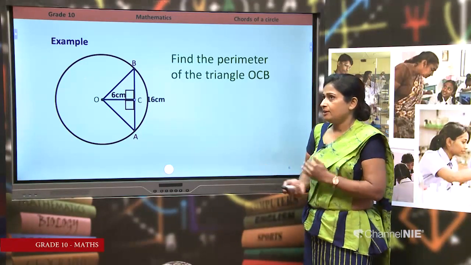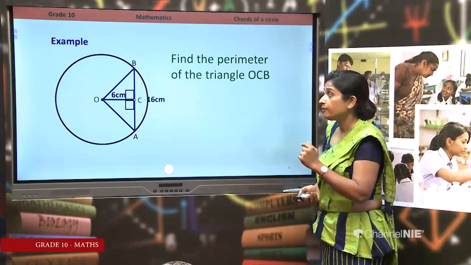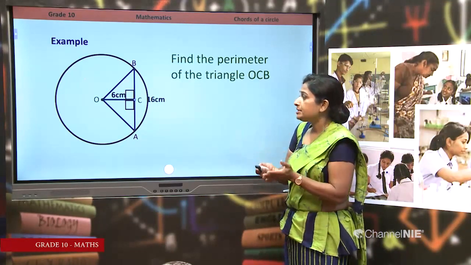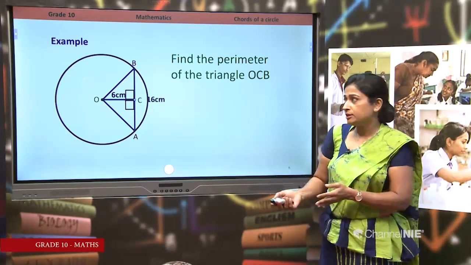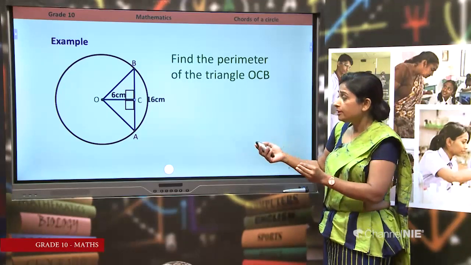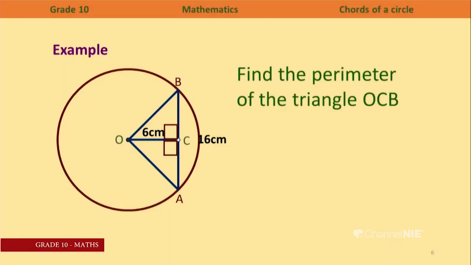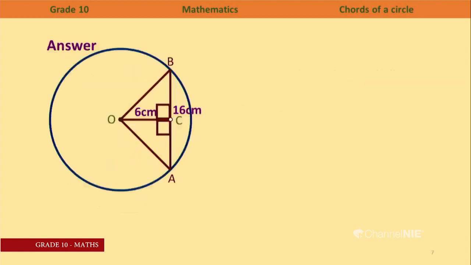In that case, we have identified that we can apply the converse of the theorem for this, because we can see a perpendicular drawn from the center to the given chord. According to that, we can say C is the midpoint of this chord AB. I am going to do that sum now. Because C is the midpoint of the chord, we can consider AC and CB as equal. If AB is 16 centimeters, AC is 8 centimeters and CB is also 8 centimeters. So, we are going to do that. You can do it with me now.